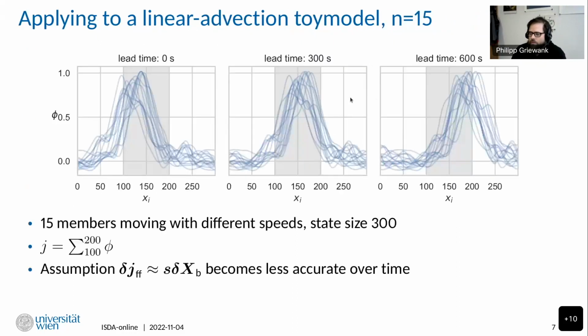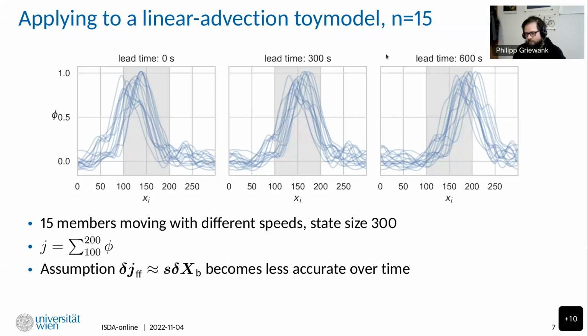So to show what the sensitivity actually looks like, I'm going to be applying it to a linear advection toy model that we use, and I've shown it here for just one test case with 15 ensembles. The toy model has a state vector size of 300, one variable here, phi, that ranges roughly between 0 and 1, and shown here is lead time 0, so that's our background ensemble, and then two different forecast lead times.